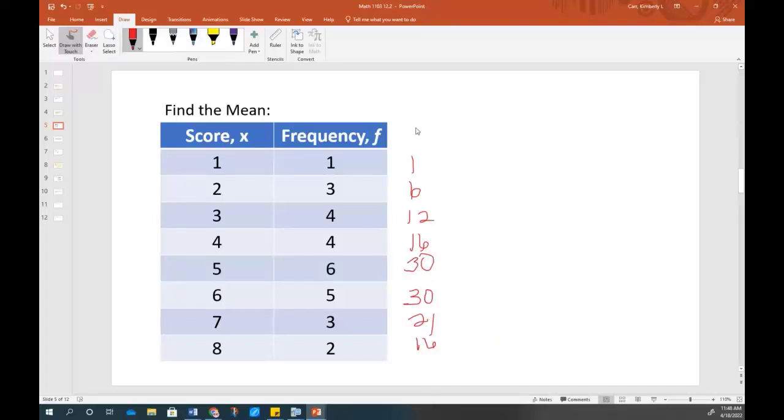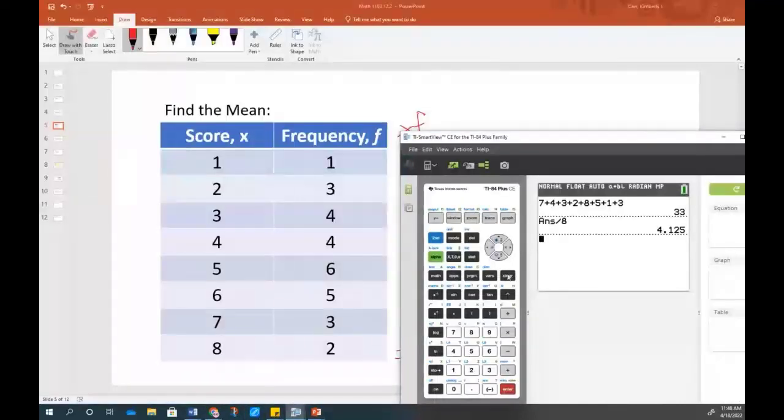So what this column represents is x times f. Now what we need to do is actually add these values. So I'll pull back up that calculator and just punch those in so that we can add those values.